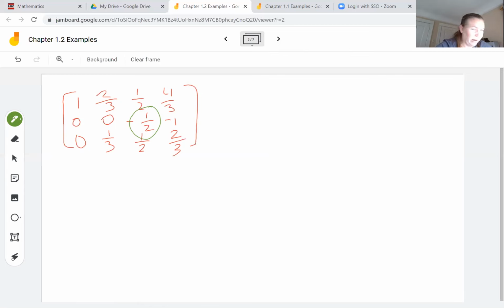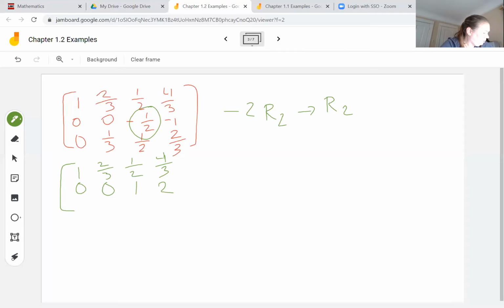-2 times row 2. And as long as I'm consistent, that'll give me a new row 2. So I just have to make sure I'm consistent in both places here. So my new matrix is 1, 2/3, 1/2, 4/3 still up here in the top row. And then my second row is now much better looking because I've got a 1 here. So that -1/2 times the -2 gave me the +1. And then -1 times -2 gives a +2 here.